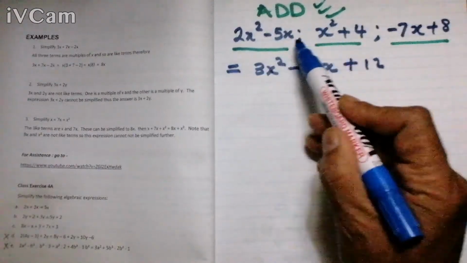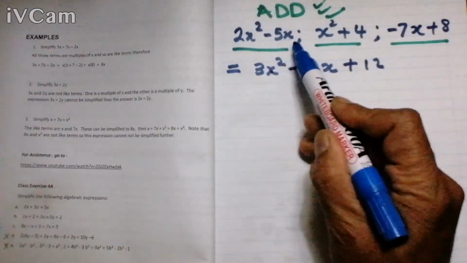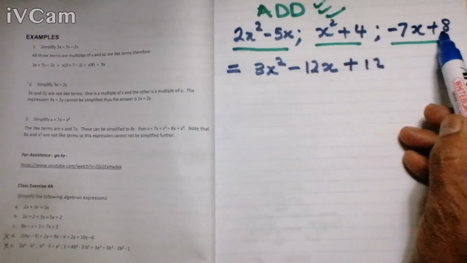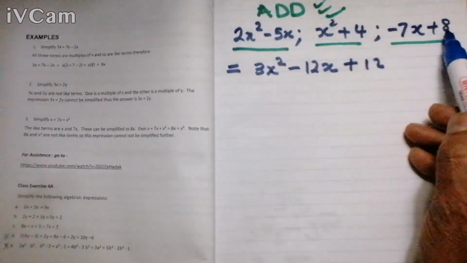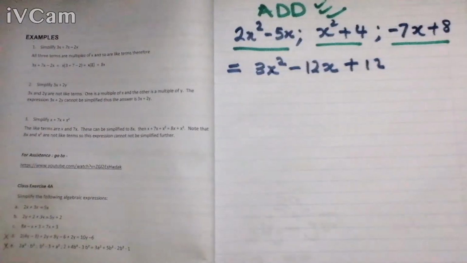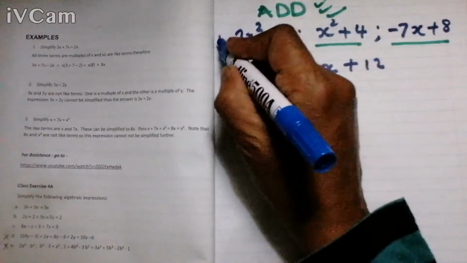There's no numbers here. There's no term with numbers only here. Here is a term with a number, and there's a term with a number on it. So 4 plus 8 is 12. Let's look at the next one. That was number 1, by the way.